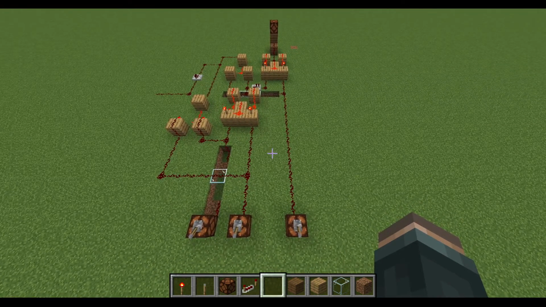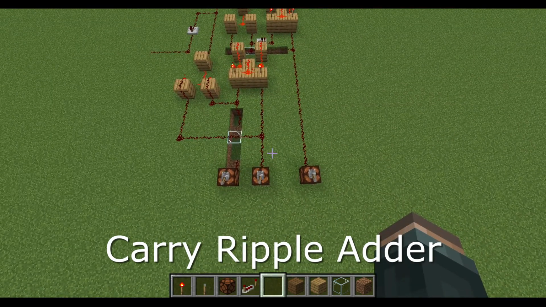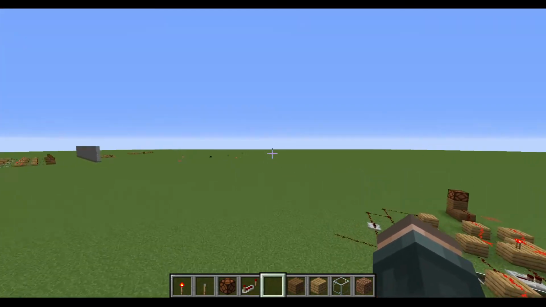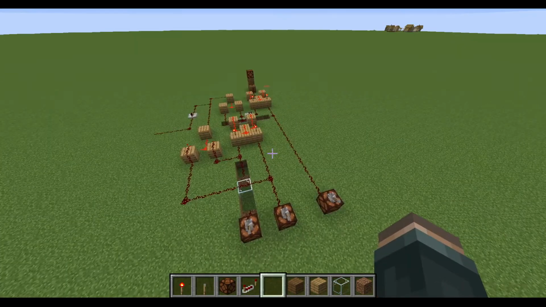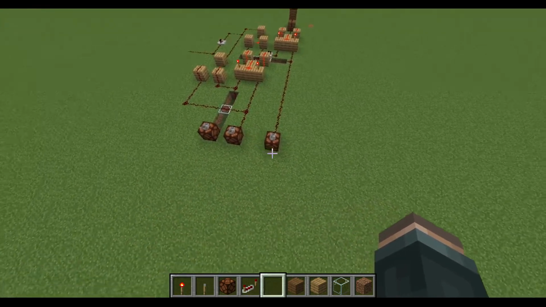And this type of adder has a name. It's called the carry ripple adder, because every time we add a bit to how many bits we want to sum, we are sending a carry bit across the line, down the line. That's why it's called carry ripple adder. And the best thing about a carry ripple adder is this.